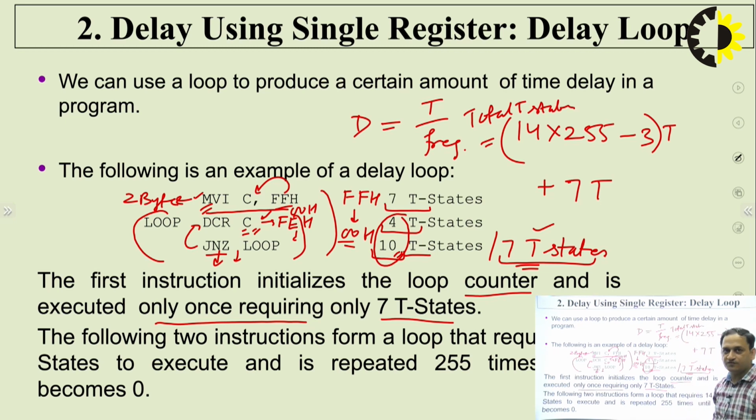14 into 255 minus 3 plus 7 T states. These are the total T states. So what we finally require is the frequency. It may be considered as 3 megahertz or 2 megahertz, just for our convenience, if it is not given in the exam.